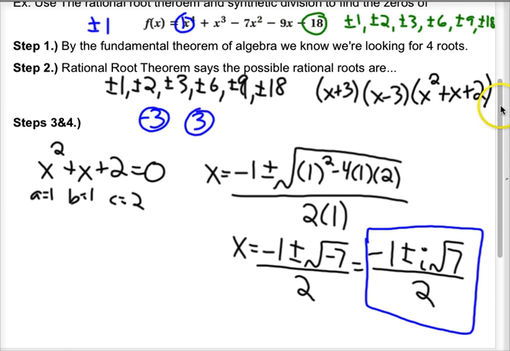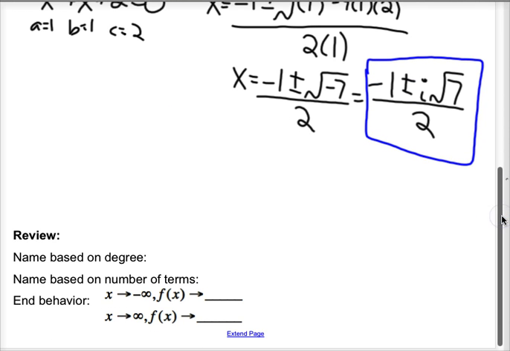Okay, and now just a little review again. So to name it based on degree, well, this is a fourth degree polynomial, so that means it's quartic. Name based on number of terms, well, I see it has 1, 2, 3, 4, 5 terms, so polynomial of 5 terms.